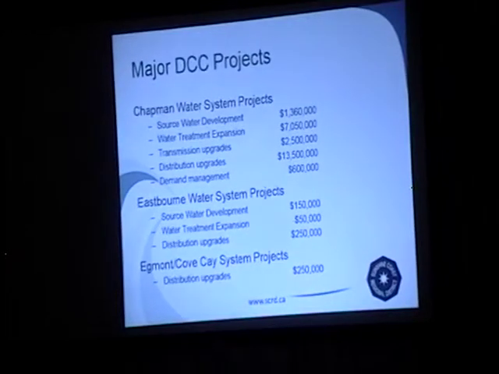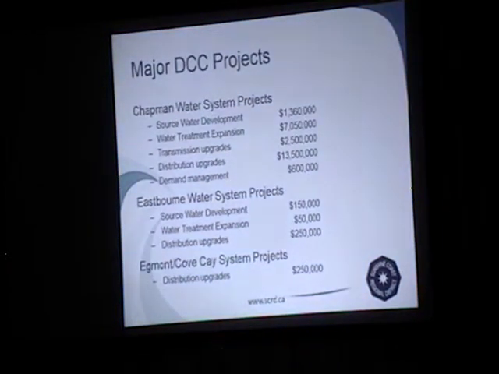Some of the major DCC projects are listed here. We have on the Chapman Water System, source water development, and that includes temporary infrastructure to draw down the lake in the event of drought. And that's under discussion right now at the board. But the plan does call for some sort of infrastructure so that we have the ability to draw down the lake in a serious drought condition.